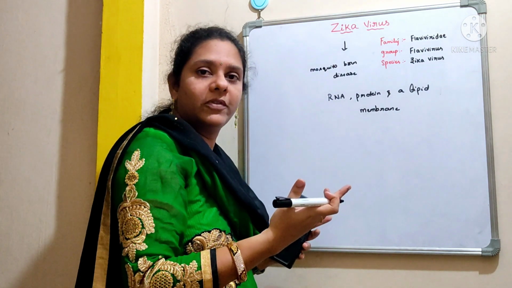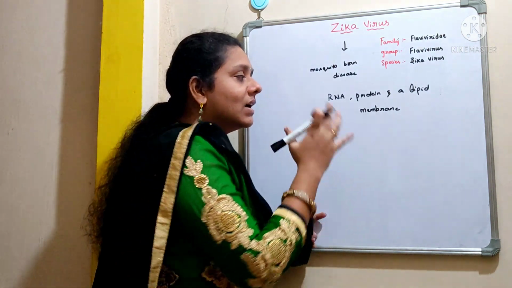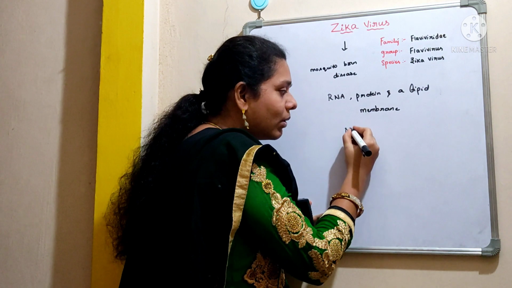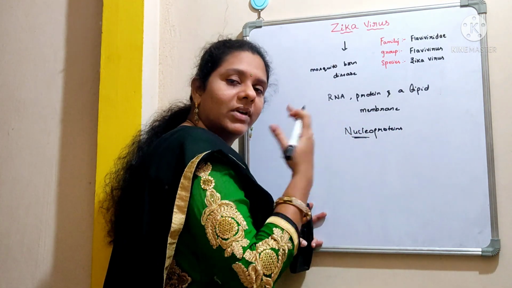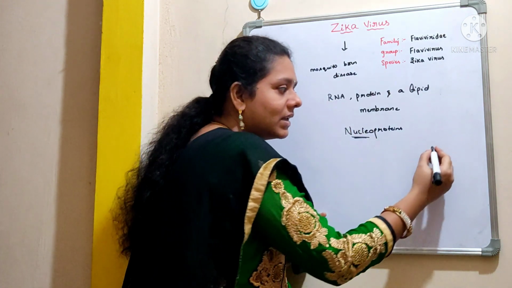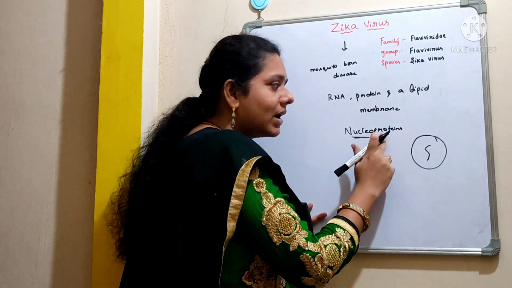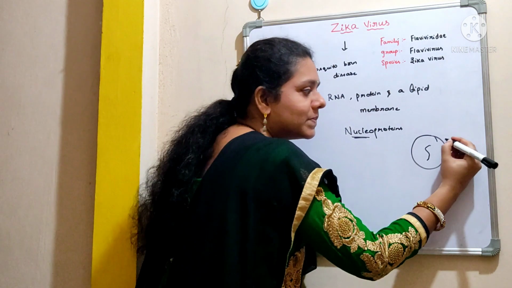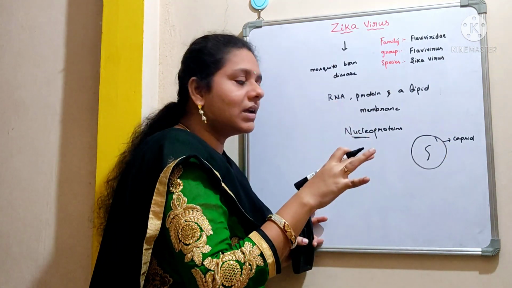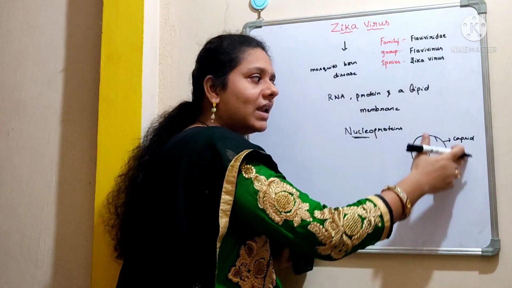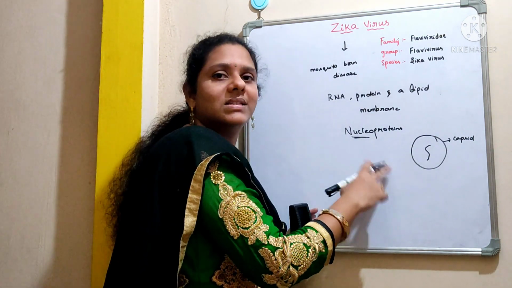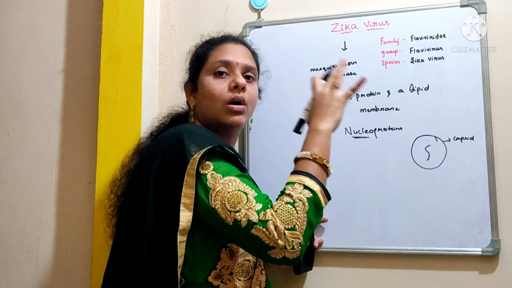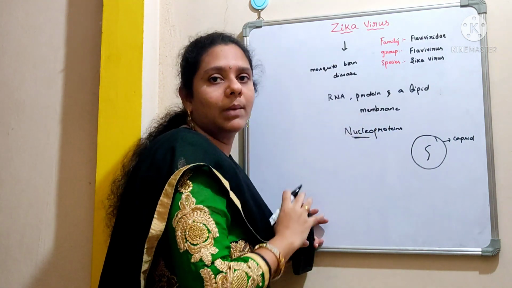Generally, if we want to define a virus, we simply say that viruses are nucleoproteins. That means they contain a nucleic acid, whether it could be DNA or RNA, that is surrounded by a protein coat called capsid. And there are certain viruses which contain an additional covering called envelope, whereas certain viruses don't contain any envelope. We call those viruses non-enveloped viruses.